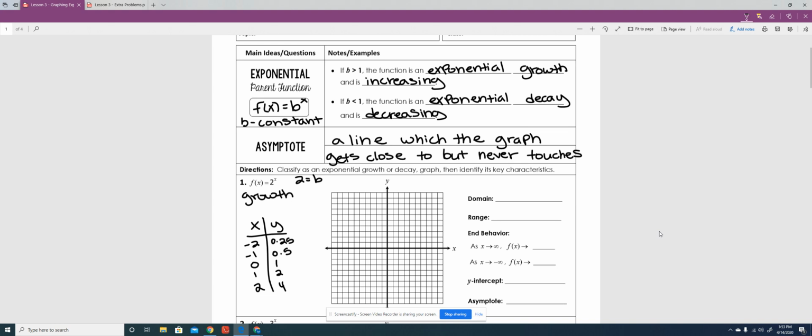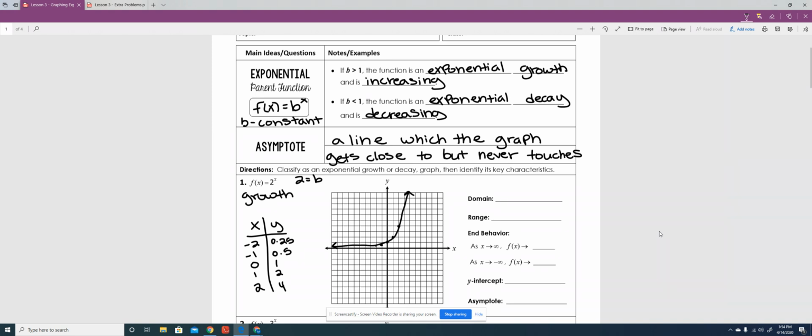So let's plot those points here. I'm just going to eyeball most of these. And so you can see our graph is growing exponentially. So this is exponential growth. This is what my graph is going to look like.